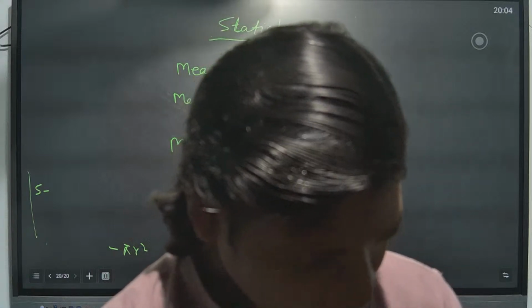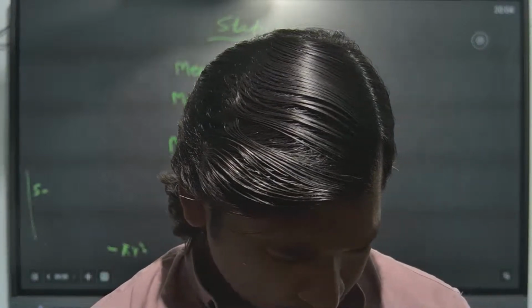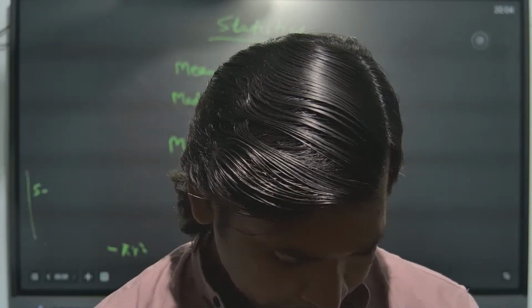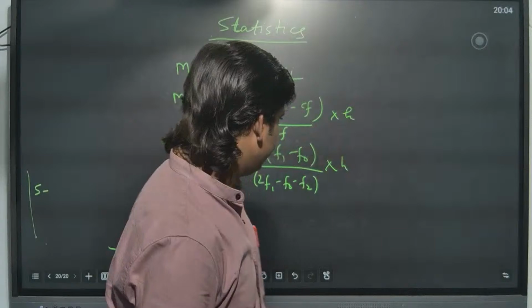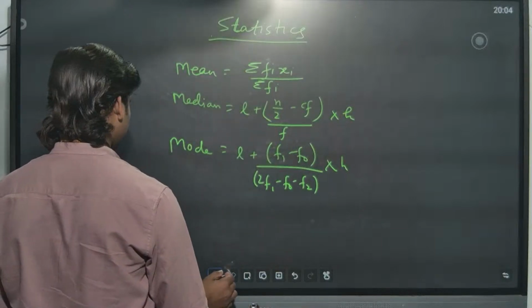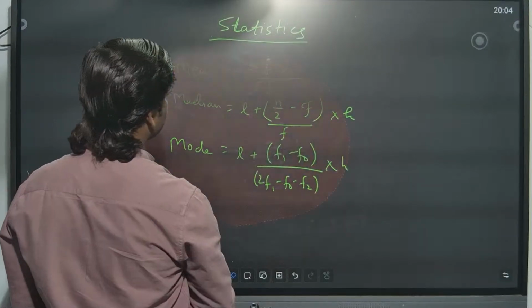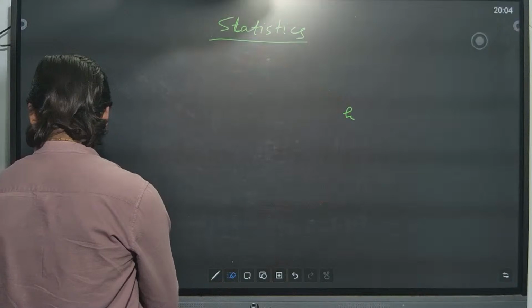After this we have probability. Probability is the easiest chapter.